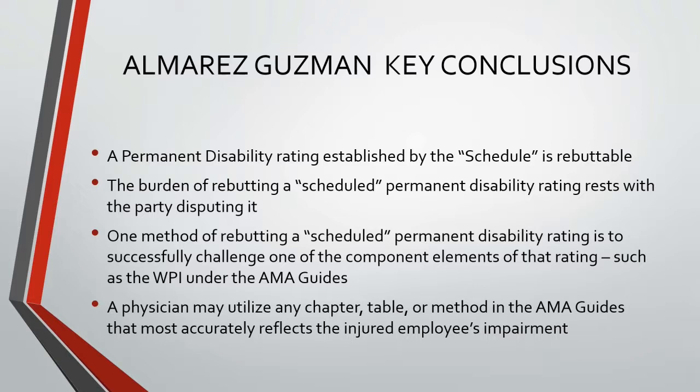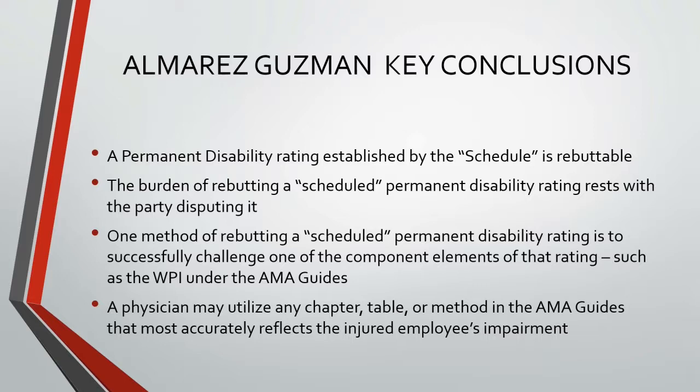And the Almaraz and Guzman conclusions were that physicians can successfully challenge the standard ratings provided by the charts, tables, and chapters in the AMA guides by allowing the qualified medical evaluator to utilize any chapter, any table, or any method in the AMA guides that most accurately reflects the injured employee's impairment. So now we're not pigeonholed. We're not limited. We're not constrained to any particular table in the AMA guides.